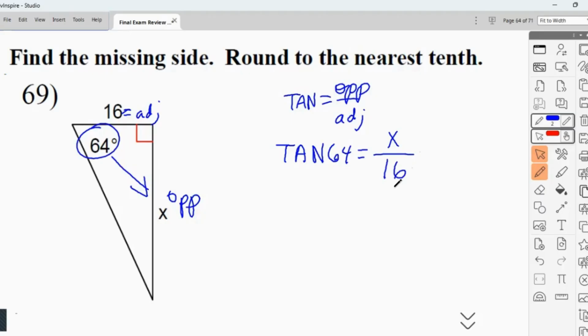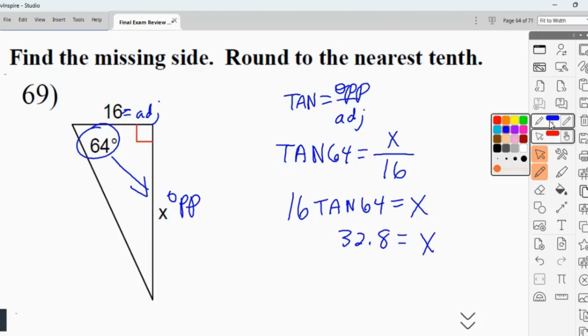So here and here, do a little math, multiply both sides by 16, you get 16 tangent of 64 is equal to x. So it appears that we're going to get, where is this? Oh, my bad. Pop in the calculator. And you're going to get 32.8, and that's going to be equal to x. All right.